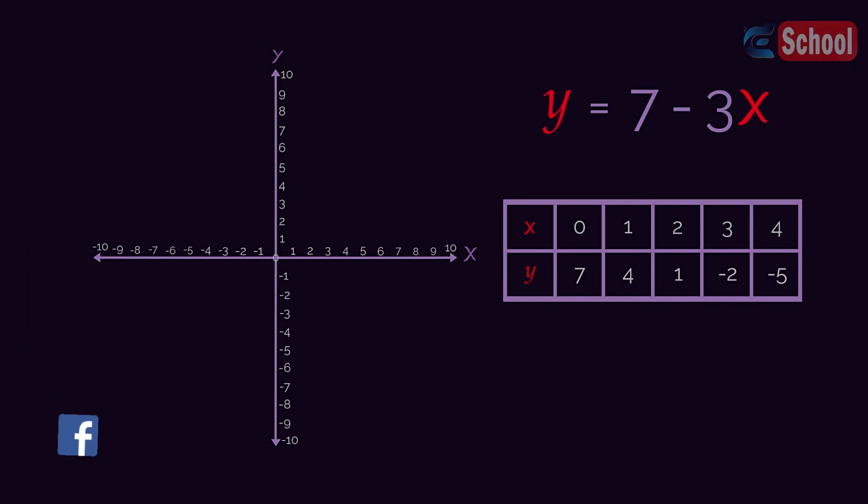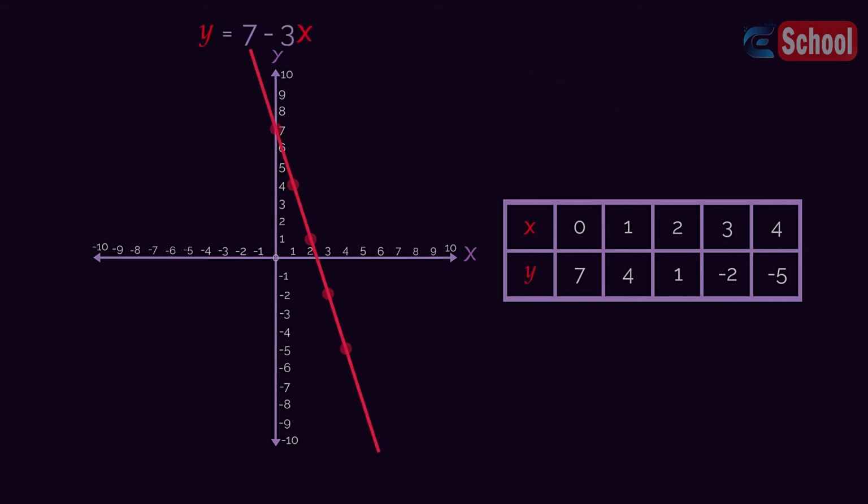You should have just substituted in each value of x into y equals 7 minus 3x. So now we have our 5 coordinates, we can plot them straight onto our graph. And again, join them up with a straight line and label it with its equation.